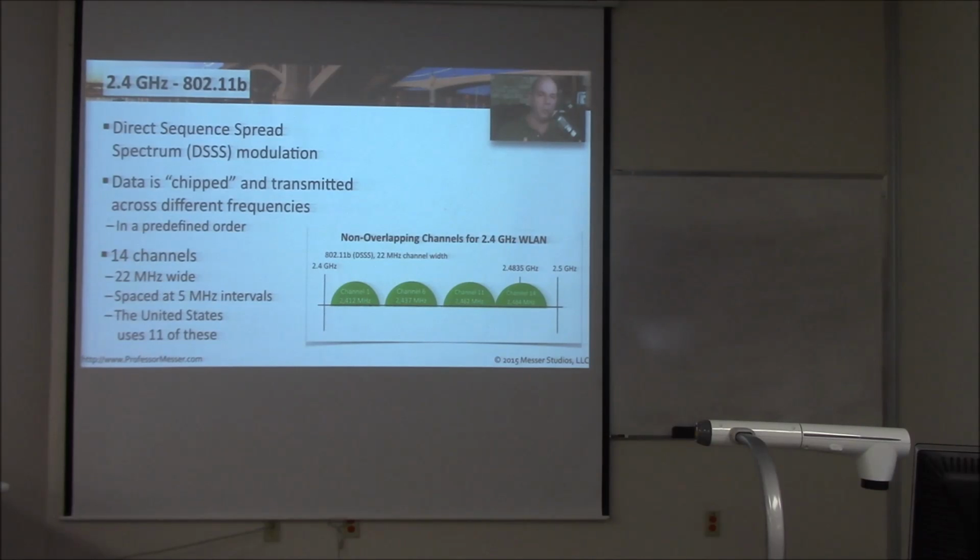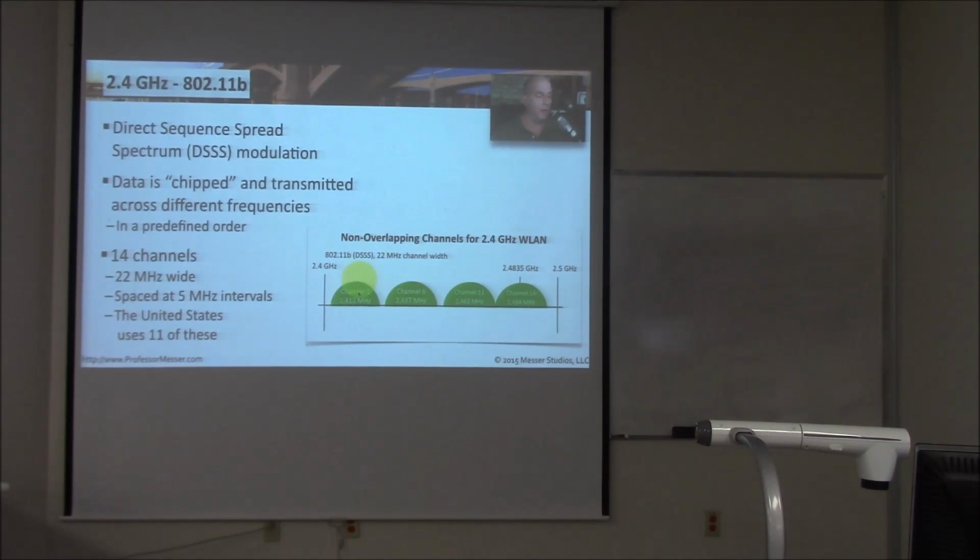So there's a gap between these different channels, and they overlap themselves quite a bit. Each channel is about 22 megahertz wide, and they are spaced at 5 megahertz intervals. So by simply looking at that, you can see there is extensive overlap for each one of these frequency ranges. That's why we have certain channels that do not overlap.